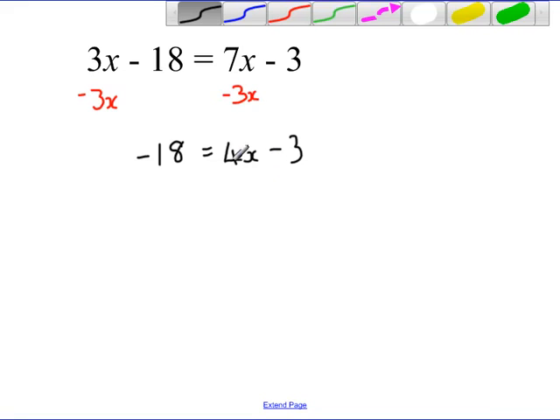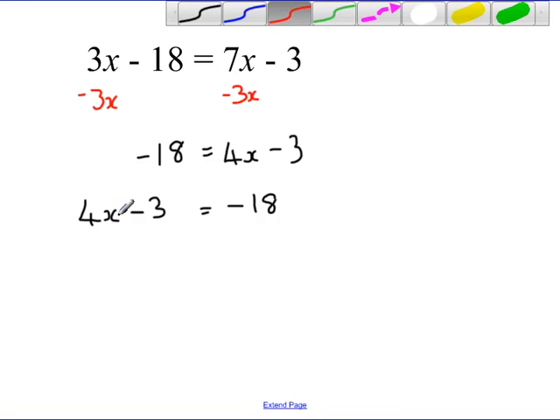Now normally it's best to have the x's on the left hand side because it helps solving it. So to switch this around, we'll put all of the right hand side on the left hand side, and we'll put all of the left hand side onto the right hand side. Okay, now again you could continue solving it like this if you wanted to, but normally it's better to have the x's on the left hand side.